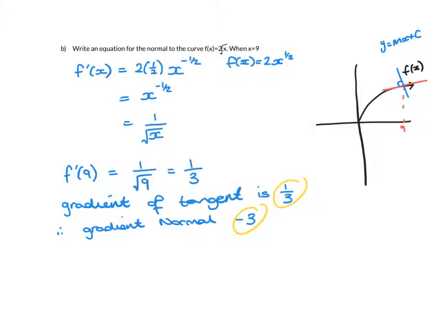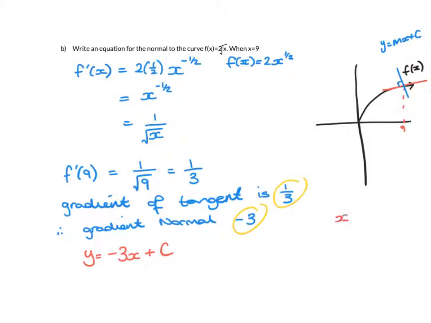Okay, so what we know about the equation y equals mx plus c of the normal is that it would be y equals -3x plus some constant. Okay, we don't know what the y-intercept is going to be. What we need to do is use a coordinate to sub in to find the y-intercept.